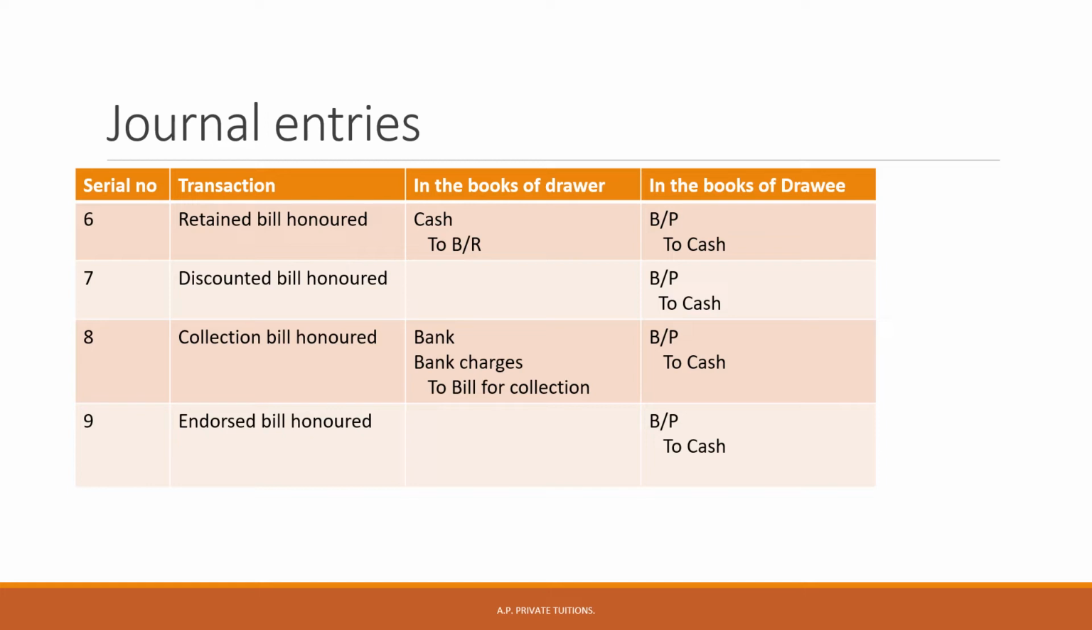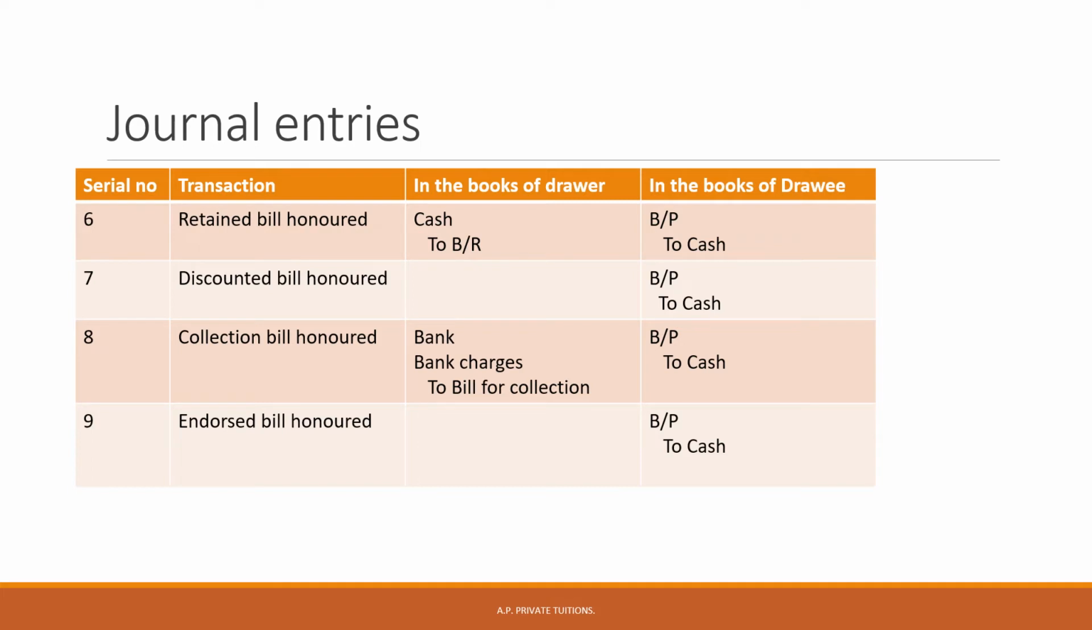If you come to the endorsed bill honored part, again you can see there is no entry. Why is there no entry? You know the theory of endorsing the bill. The drawer has to give money to someone, so in place of giving money, he gives him the bill of exchange, the bills receivable. Now on the due date, when the bill's money is to be paid by the drawee, the endorsee will take that money. The endorsee will not give that money back to the drawer. Therefore, you can see that there are no entries in the books of the drawer.